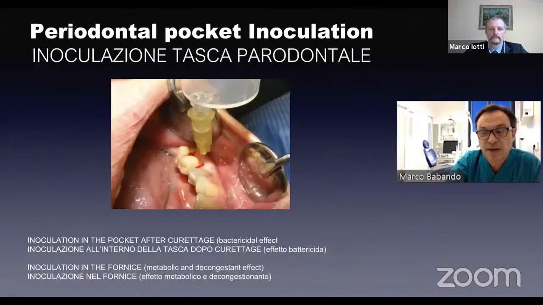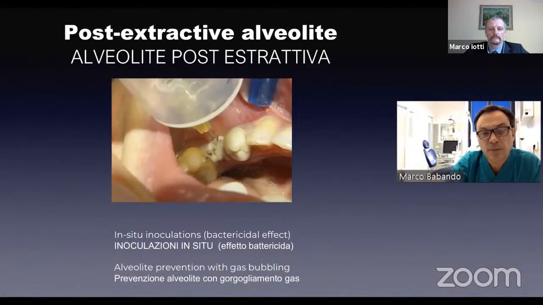In the periodontal pocket, of course, we use ozone all around the pocket to improve the site metabolism, but we also use high quantities of O2O3 within the pocket, and it allows us to obtain a better decontamination and an easier healing with a lower degree of suffering for the patient.